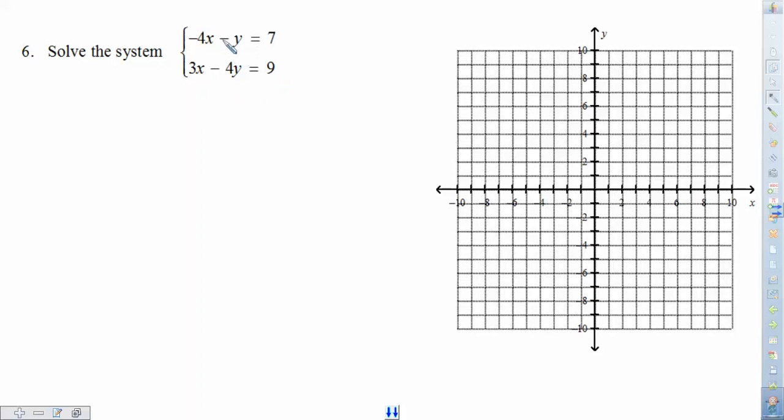Substitution, I don't know if I'd want to do too much because that's a negative y going on right there, and that might not be all that fun to solve. So here's what we're going to do instead. Let's go ahead and solve this with elimination.